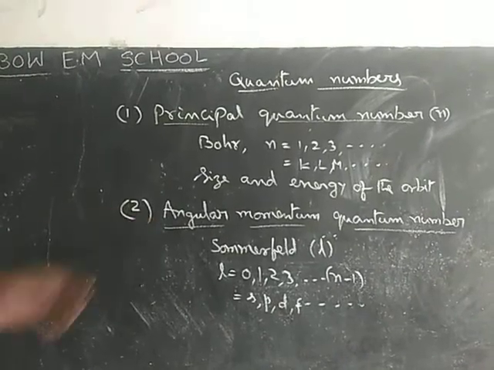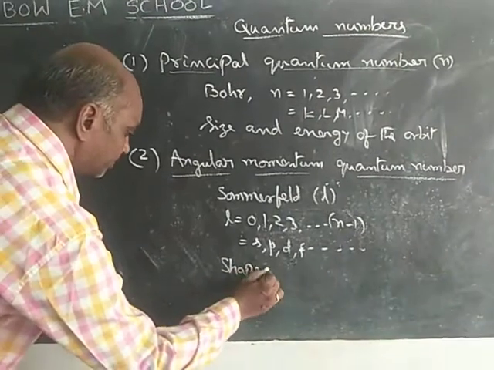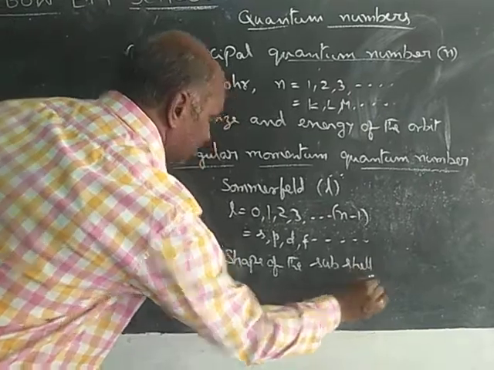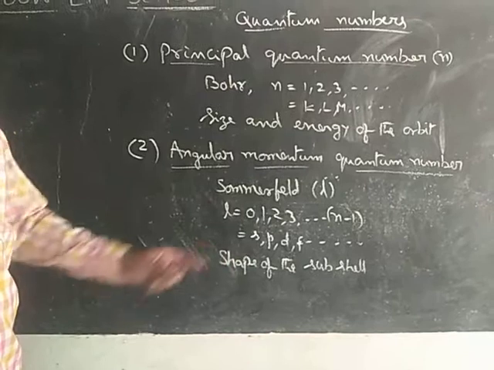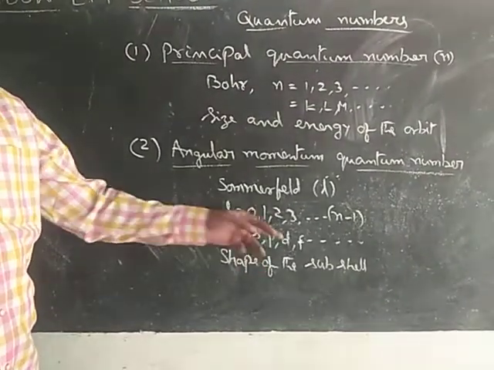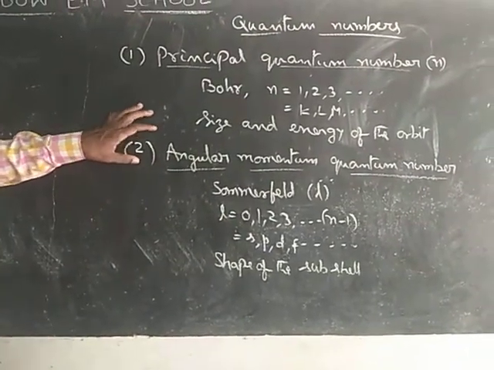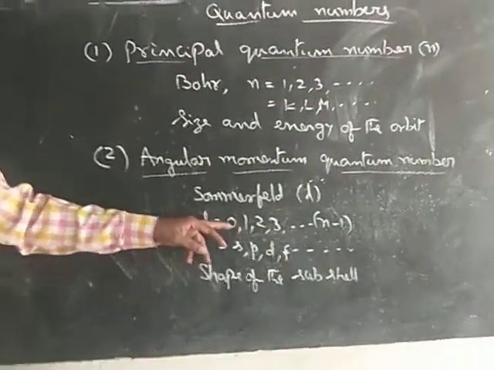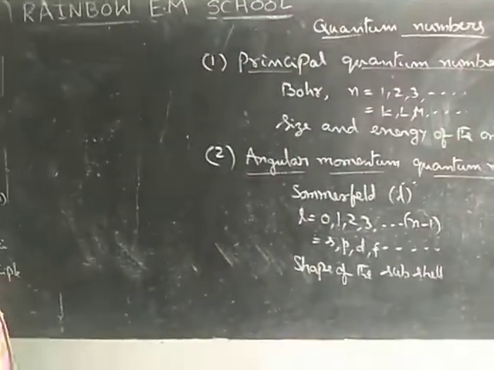So this quantum number indicates the shape of the subshell or orbital. Suppose L value 0 means s orbital, which is spherical in shape, L value 1 means p orbital, which is dumbbell in shape, L value 2 means d orbital, which is double dumbbell in shape. So this is the angular momentum quantum number, denoted by the letter L, proposed by the scientist Sommerfeld. L value's minimum is 0, maximum is n minus 1. It indicates the shape of the subshell.